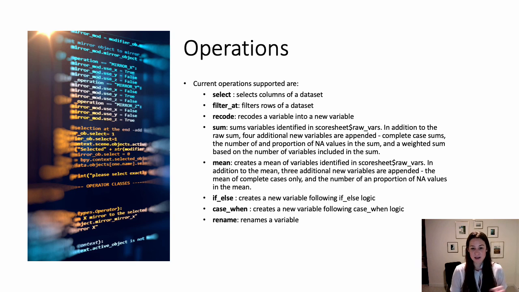The next is a mean. You're going to get 4 variables for the mean function. You're going to get, in general, your mean. You're also going to get the mean of complete cases only and the number or proportion of NA values in the mean. If else creates a new variable that follows if else logic, so you identify what your if condition is, and then if true return and else return, it's going to follow that logic. Case when creates a new variable following case when logic, and rename will rename a variable.